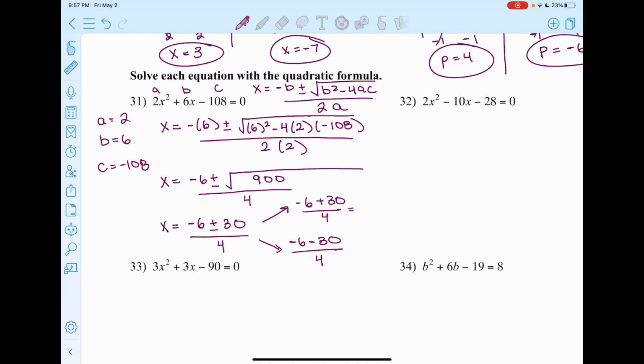Negative 6 plus 30 is 24. Divided by 4 gets me 6. And negative 6 minus 30 is negative 36. Divided by 4 is negative 9. So my solutions are 6 and negative 9.